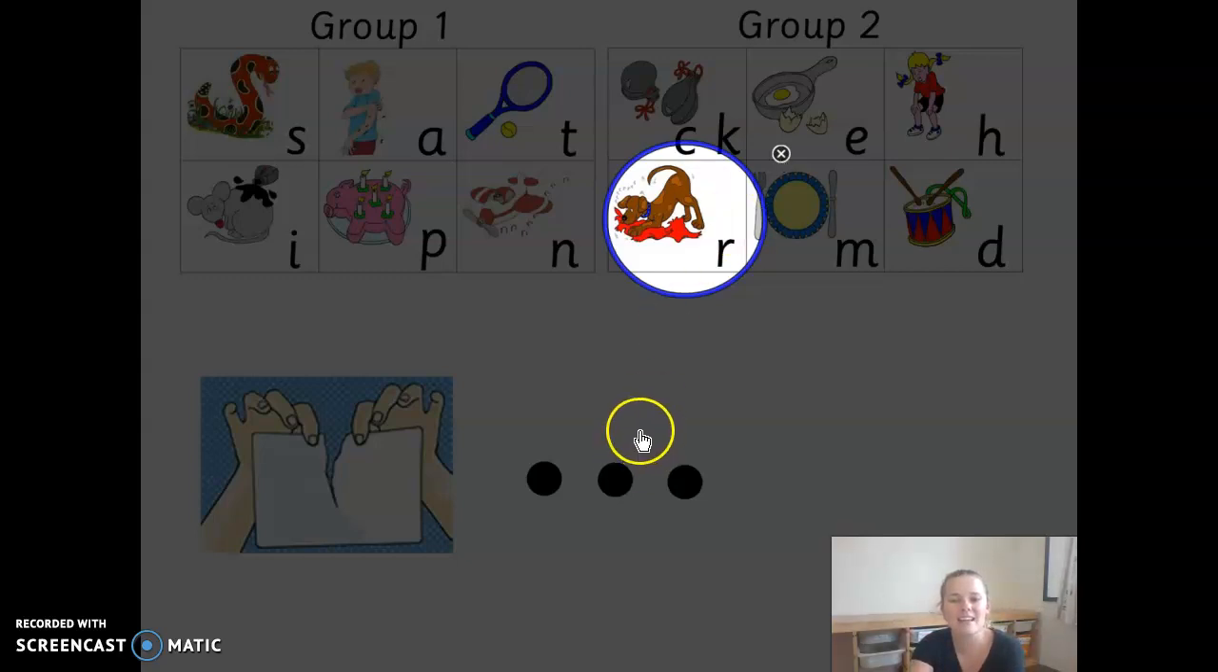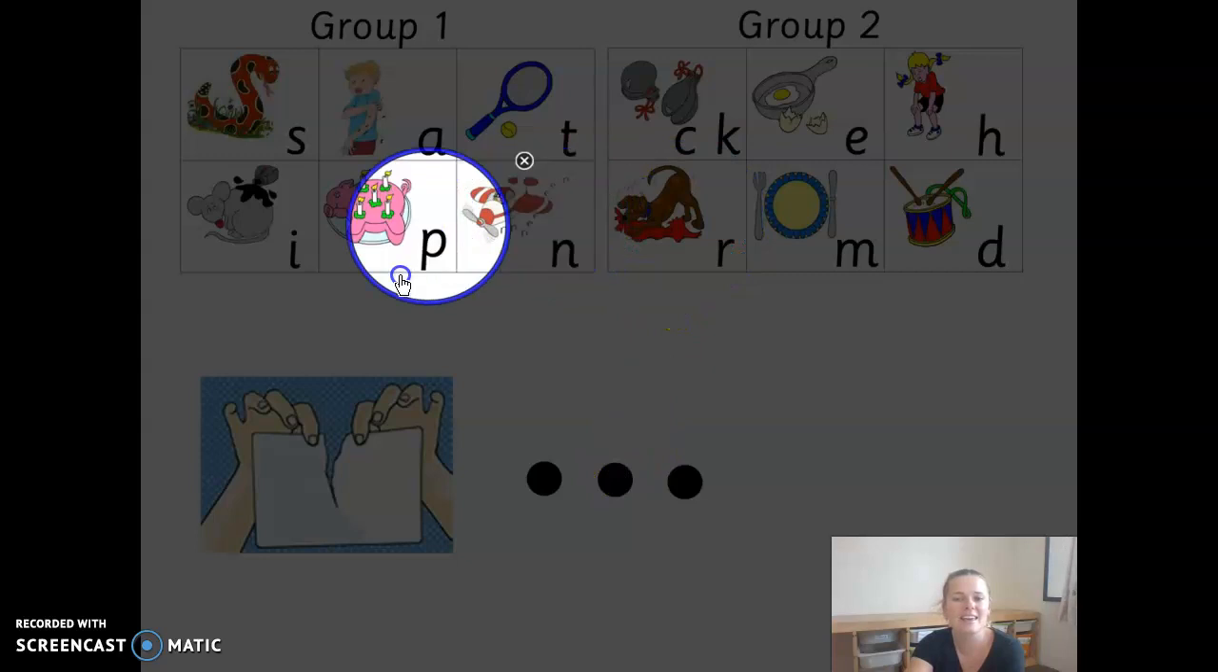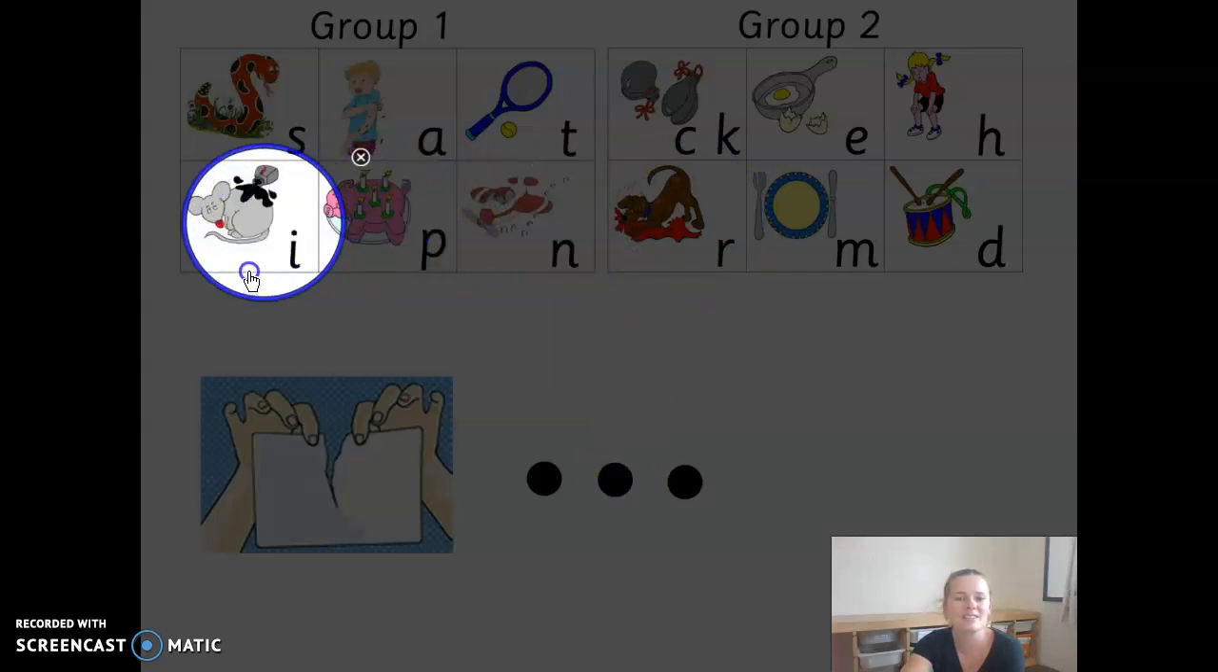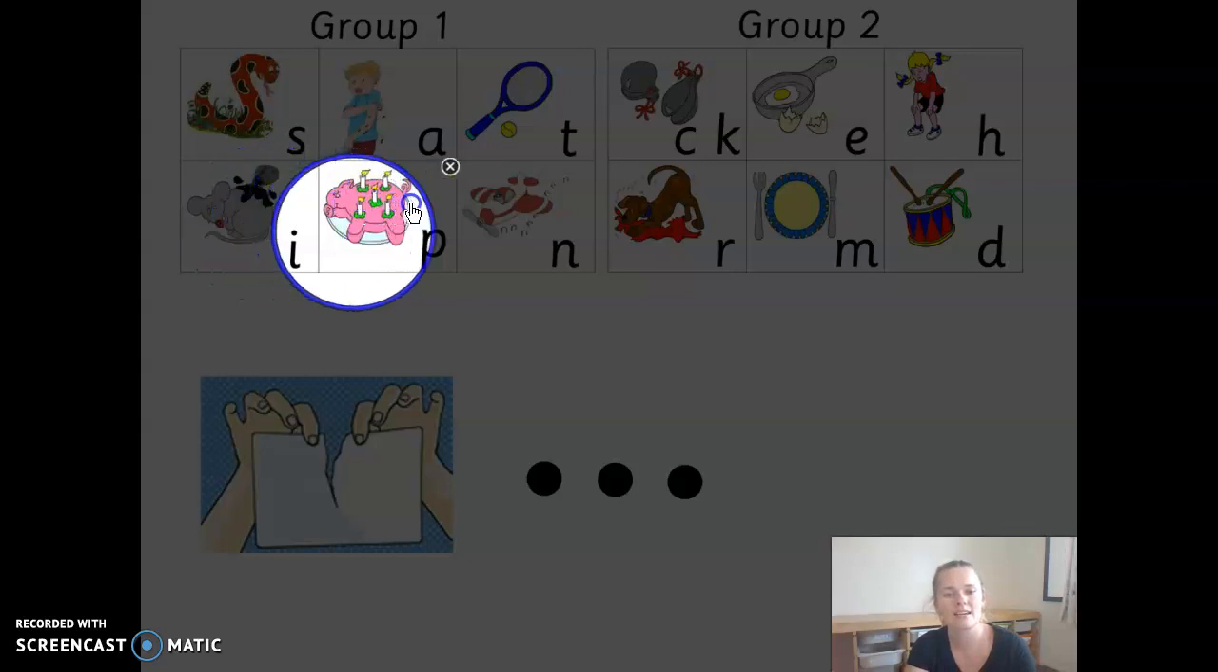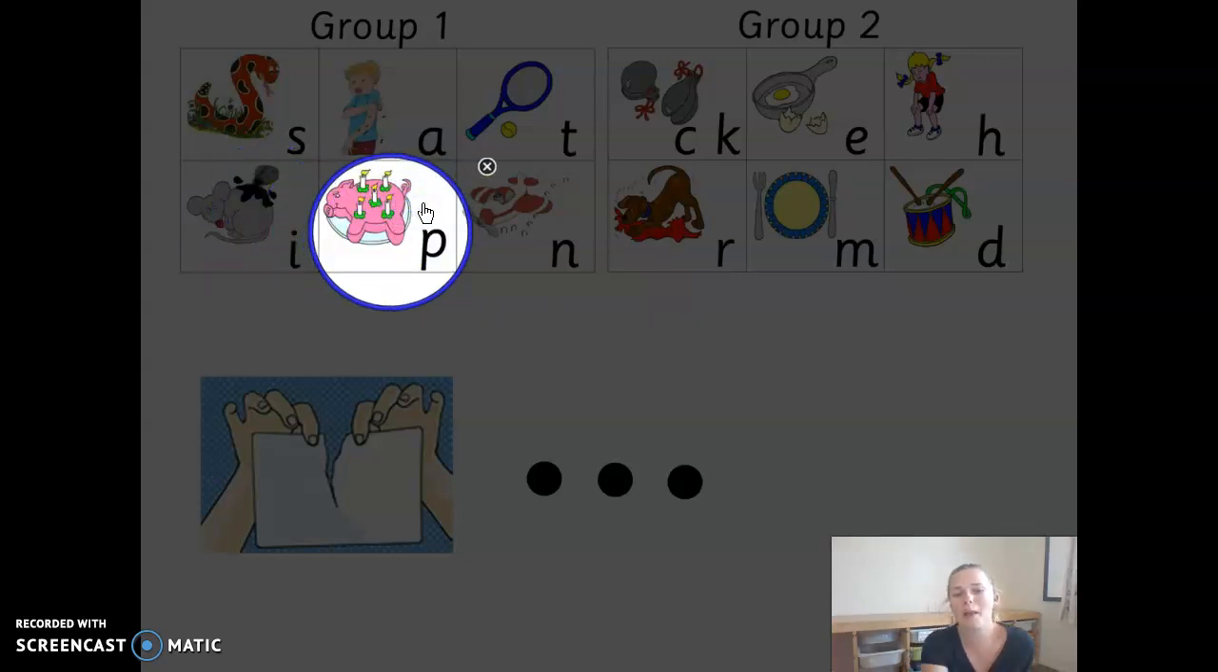So the next sound is I. Everybody needs to write I. Great. And when you've finished I, let's check what comes next in rip. Well done. So let's get a P. Everybody needs to write P on their paper.